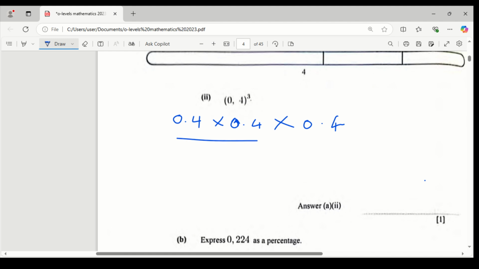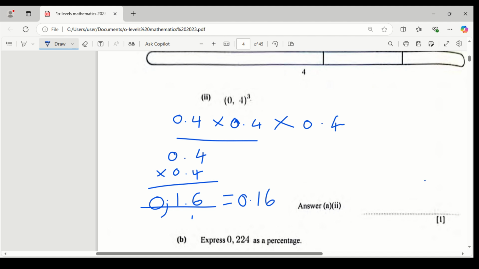So you're going to say 0.4 multiplied by 0.4. You just say 4 times 4, which is 16. 6 carry 1. 4 times 0, which is 0, plus 1, which is 1. So we count the number of decimal places. It's 1, 2. So here we get 0.16, right? But we still have to multiply with that 0.4 here.